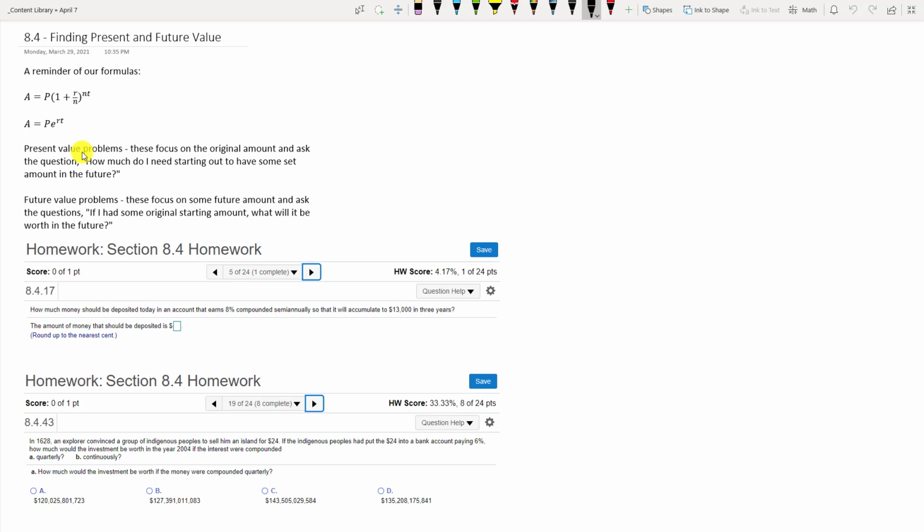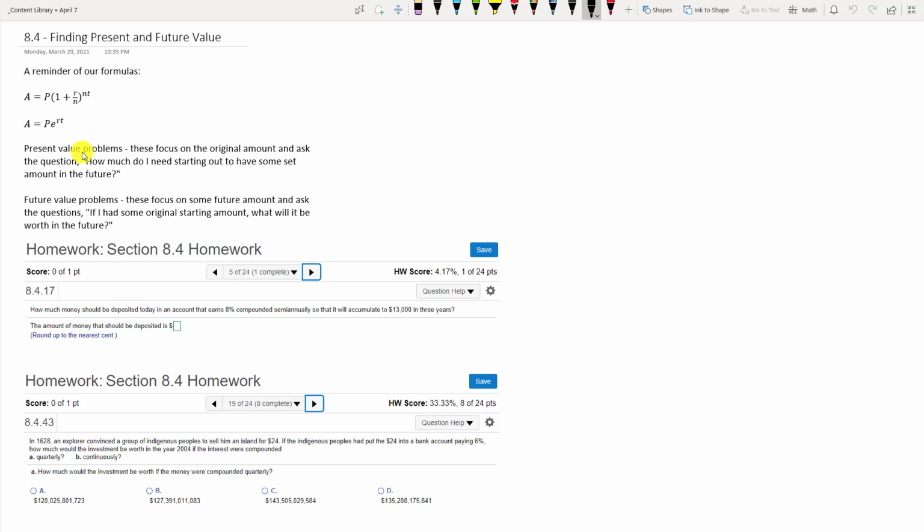So we have two types of problems. Present value problems focus on the original amount and ask the question, how much do I need starting out to have some amount in the future? So you have some goal you're going to save for in the future. You need $10,000 in 5 years. How much do you need to put in the bank today to have that money, $10,000, in 5 years?